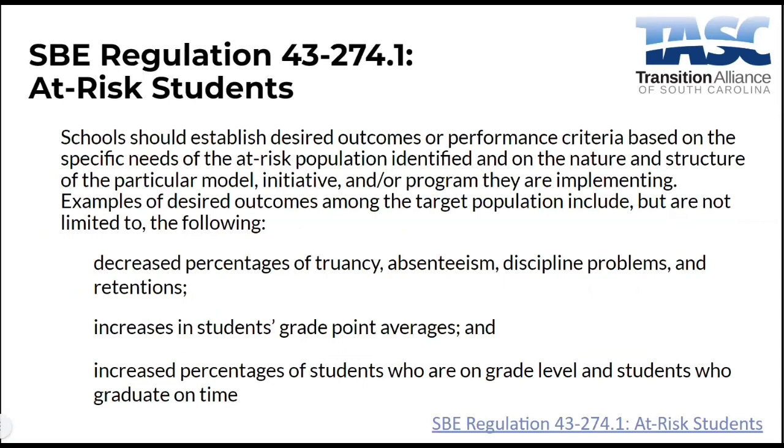By addressing a targeted population, the school can review the following data points to ensure student performance is in place. Examples are listed below, such as decreased percentages of truancy, absenteeism, discipline rates, and retention rates, along with increases in the students' GPA and the percentage of students who are on grade level and who graduate on time. School districts can also consider using an early warning system, and we're going to talk a little bit about that and what that might look like in a bit, for ensuring that we capture the students who are at risk and have well-aligned resources and interventions in place to support those students.